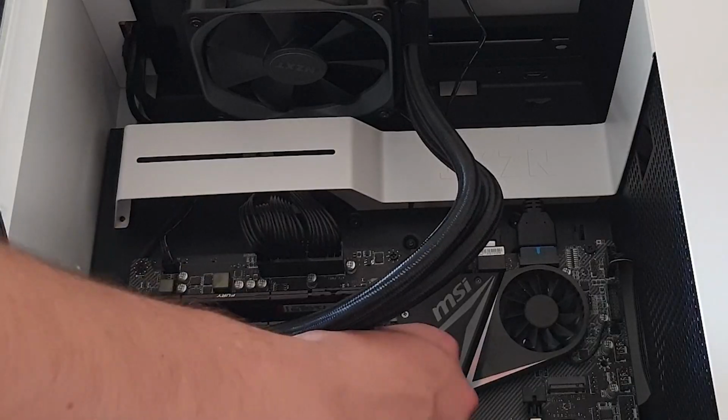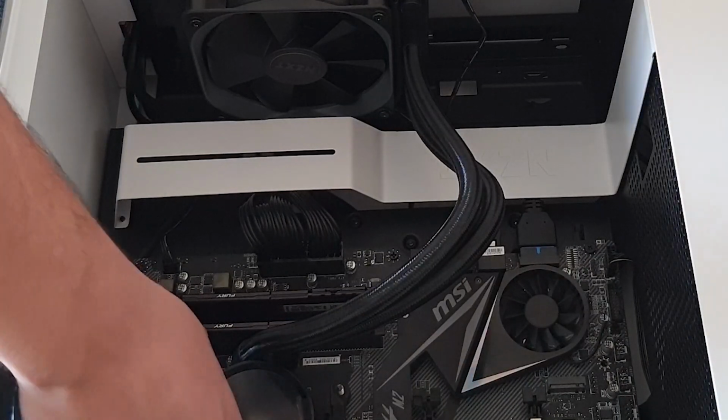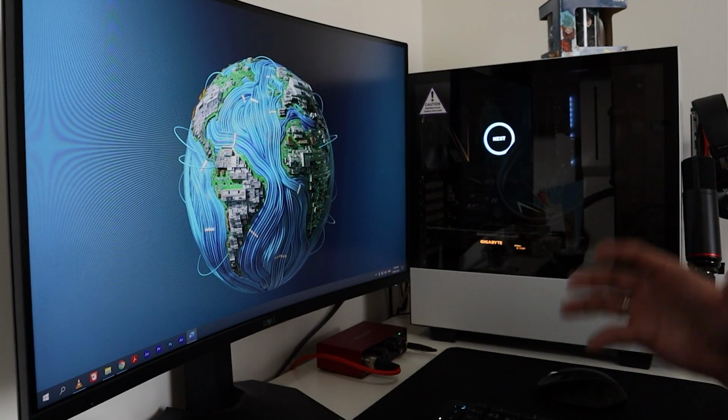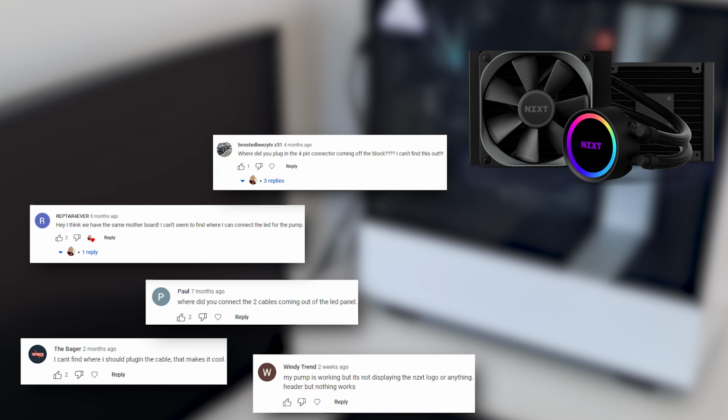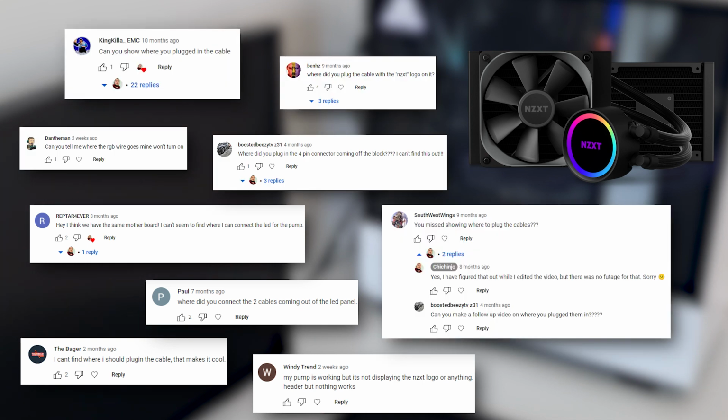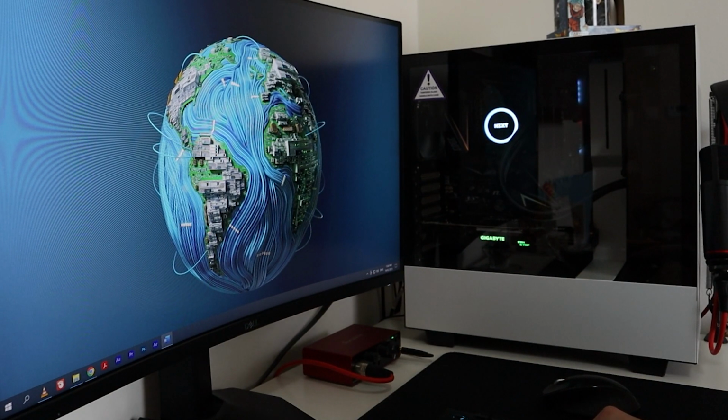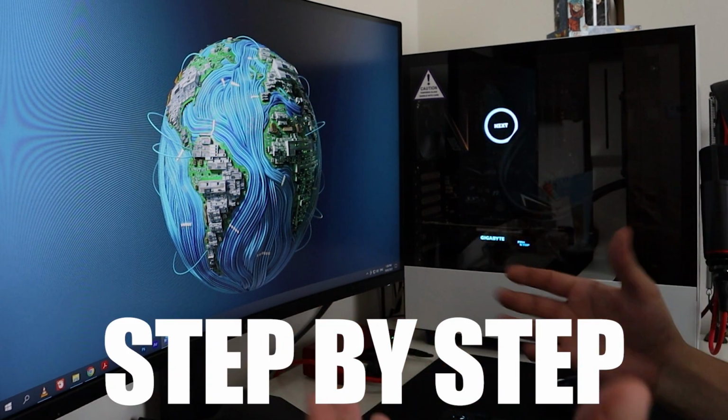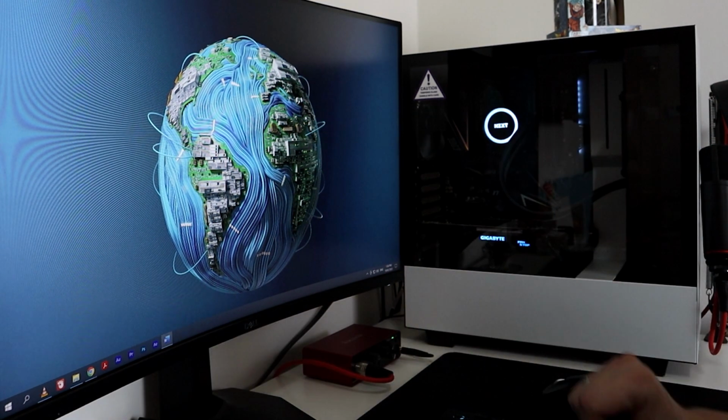First, starting from the bad camera angle while I was mounting the water block on the CPU, and second, a lot of you guys had a hard time finding out where to put the RGB header. Installing this water cooling solution can be a bit tricky, especially if you are doing it for the first time. That's why I am here to walk you through the entire process step by step one more time.